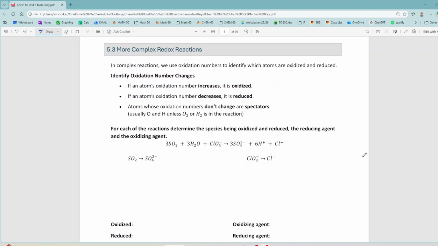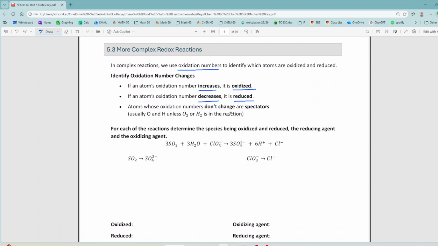All right, let's make this a little bit more complicated. So in complex reactions, we need to use oxidation numbers to identify which atoms are oxidized and which atoms are reduced within a compound. So again, if an atom's oxidation number increases, it's oxidized, and if an atom's oxidation number decreases, it's being reduced. The atoms whose oxidation numbers don't change are called spectators.